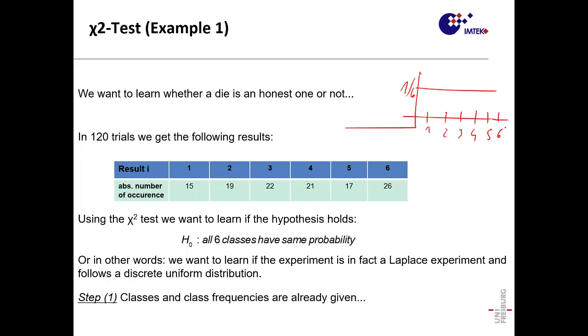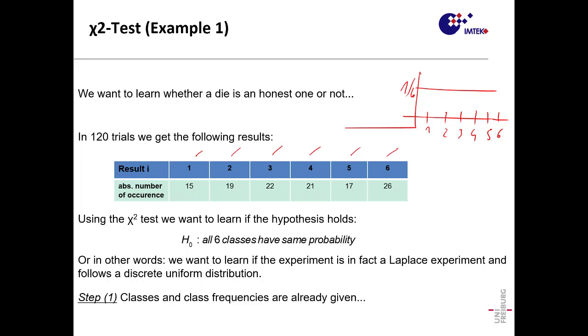So we have a die and we throw it 120 times, okay? And from the 120 times that we have thrown the die, 15 times you get a 1, 19 times you get a 2, 22 times you get a 3, 21 you get a 4, 17 you get a 5, and 26 you get a 6. Okay? So from that, we will see how we can test it.